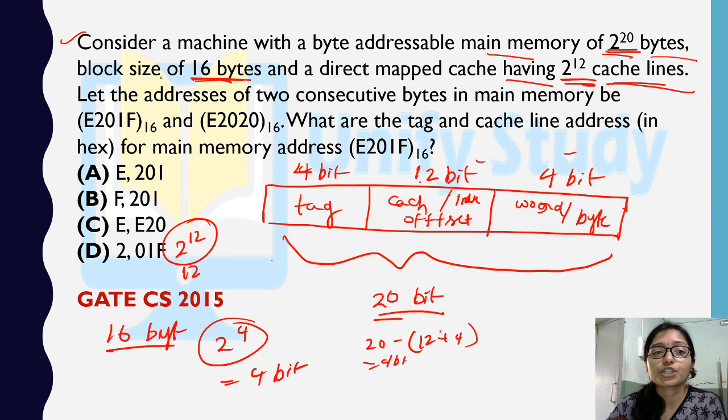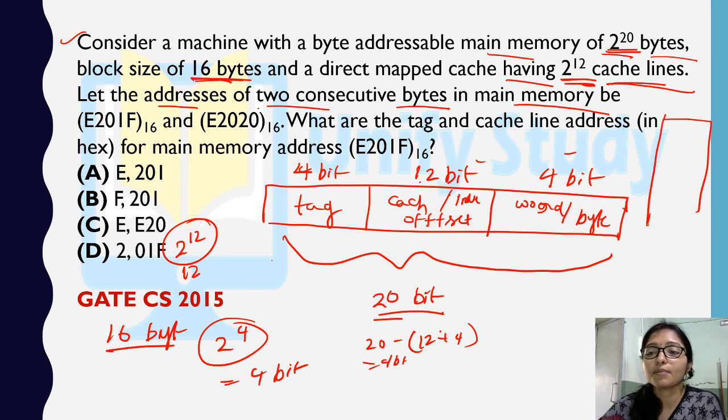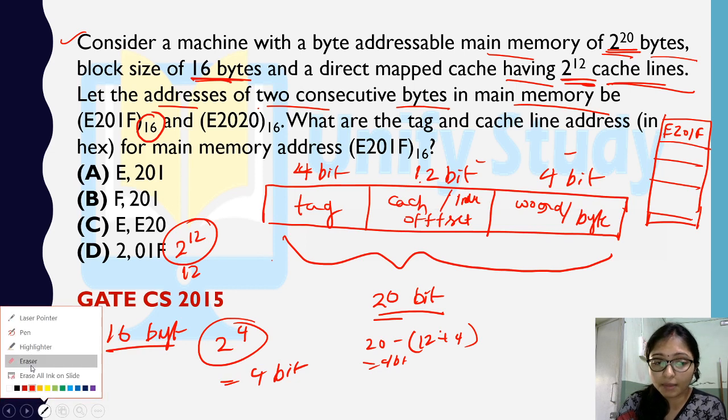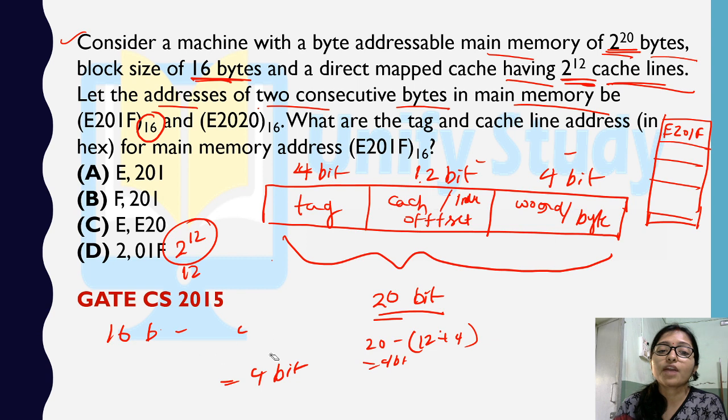Now in the question it is given that the address of 2 consecutive bytes in the main memory is mentioned here. One is E201F, and it is in hexadecimal. Remember that this is mentioned in hexadecimal, okay? You have to remember that and clear your idea about that.